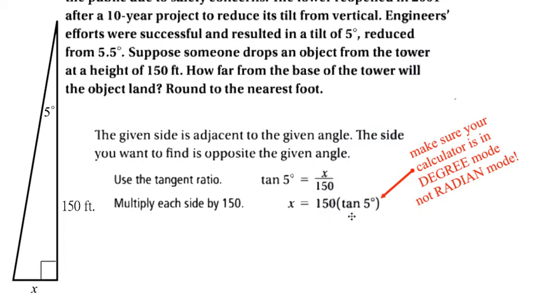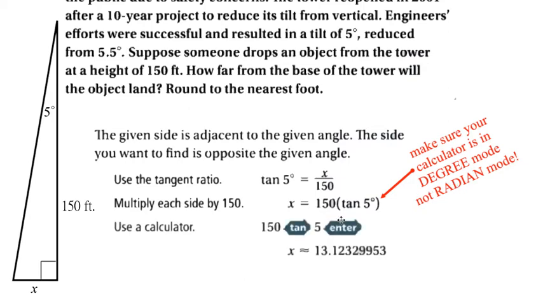Now this is a calculator problem. To find the tangent of 5 degrees, okay, that's a defined ratio, and so your calculator can do this. So you're going to press the tangent button on your calculator and then the number 5. Now the thing you need to make sure is that you are in degree mode and not radian mode in your calculator. If you don't understand what that means, please ask me in class and we'll talk about that. Okay, so we're going to hit 150 tan 5 and then enter. And your calculator should give you some decimal number. That's 13.123, and I don't know how many decimals you'll get. But that would be the distance away. So we would be about 13 feet away from the base of the tower.